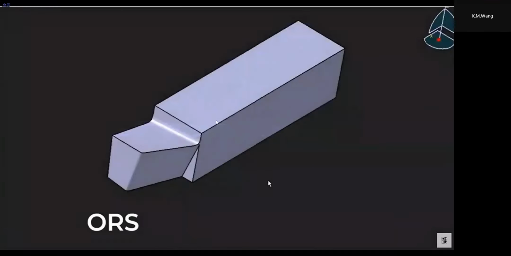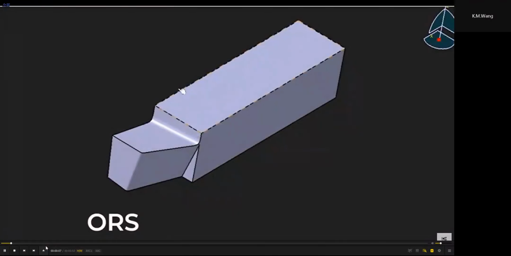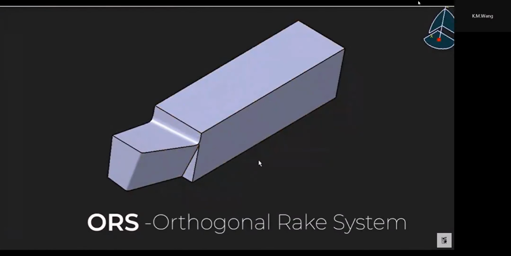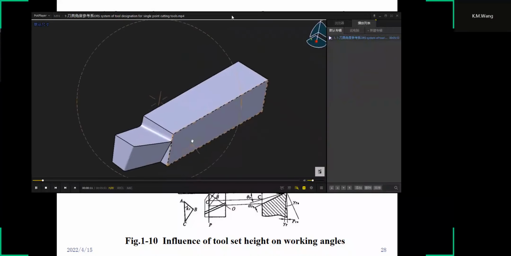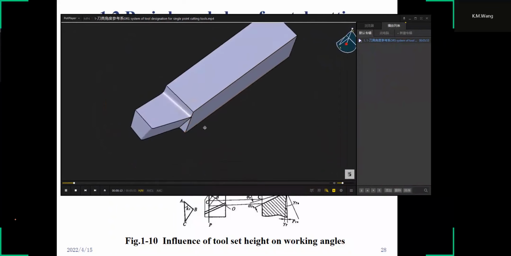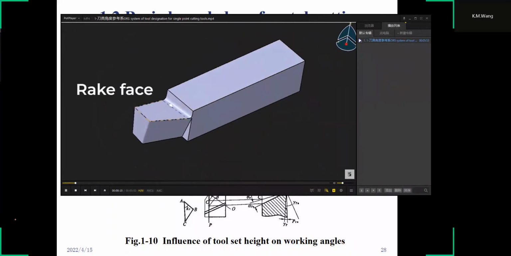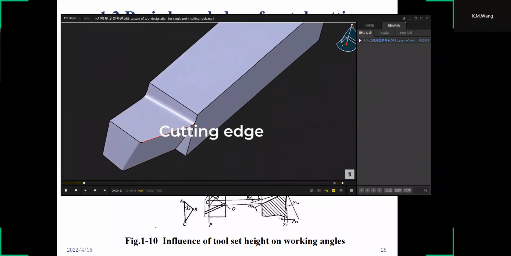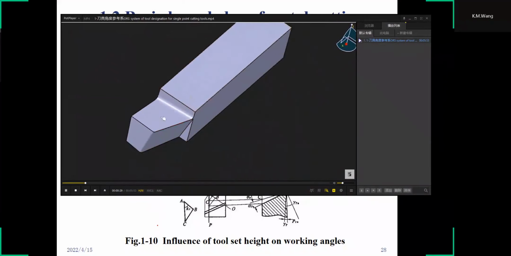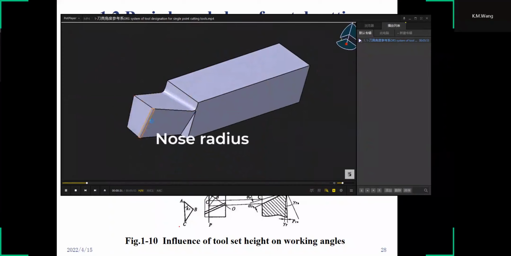Okay. Let's talk about our system of tool designation. ORS means orthogonal rake system. This is a single point cutting tool, a CAD model. This is a rake face. This is the flank surface, the principal flank surface. And this is the auxiliary flank surface of this tool. This edge over here is called the cutting edge. This fillet is called the nose radius.